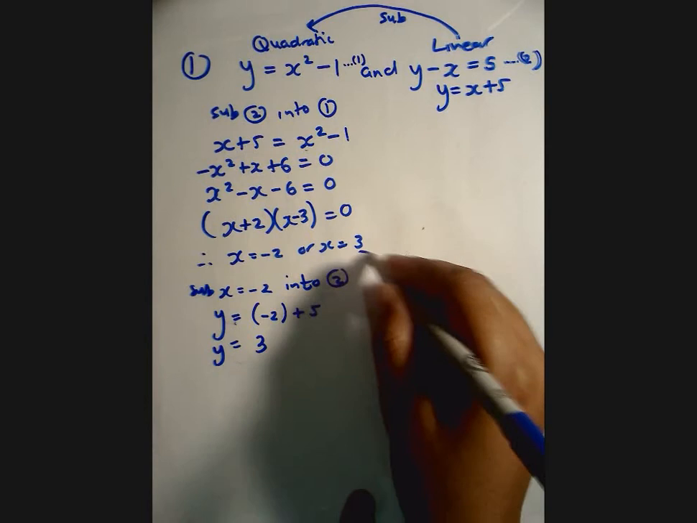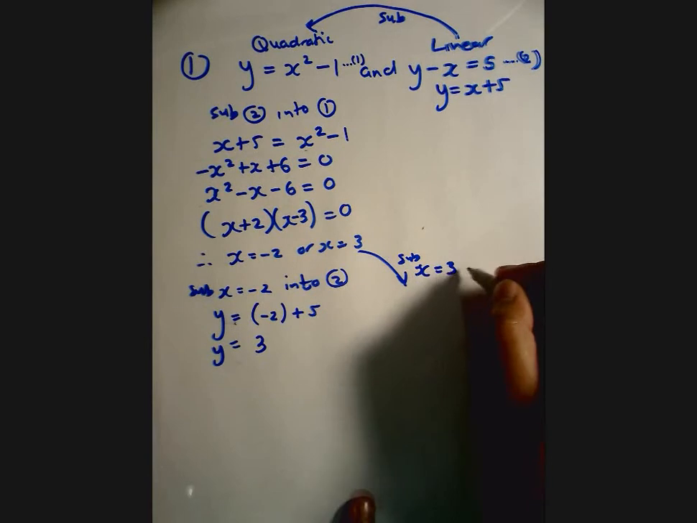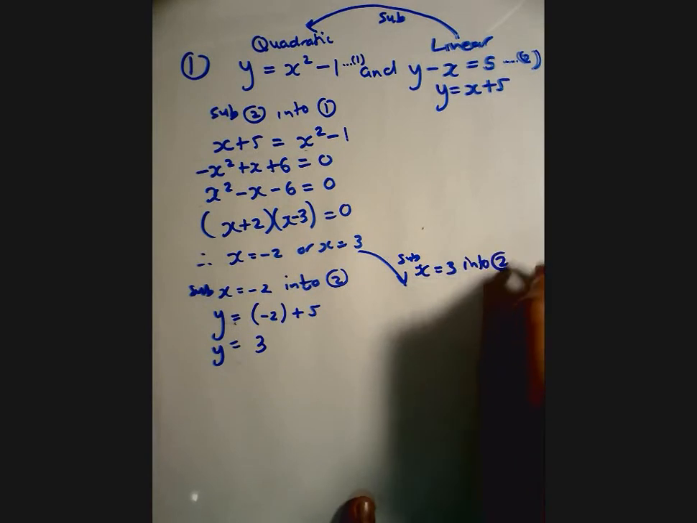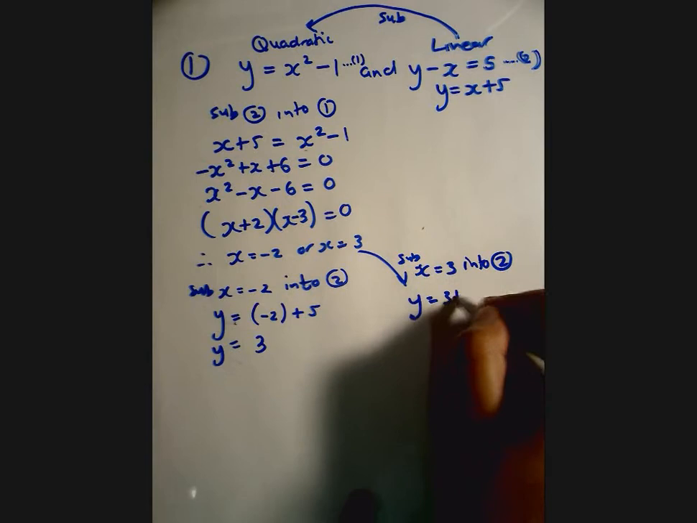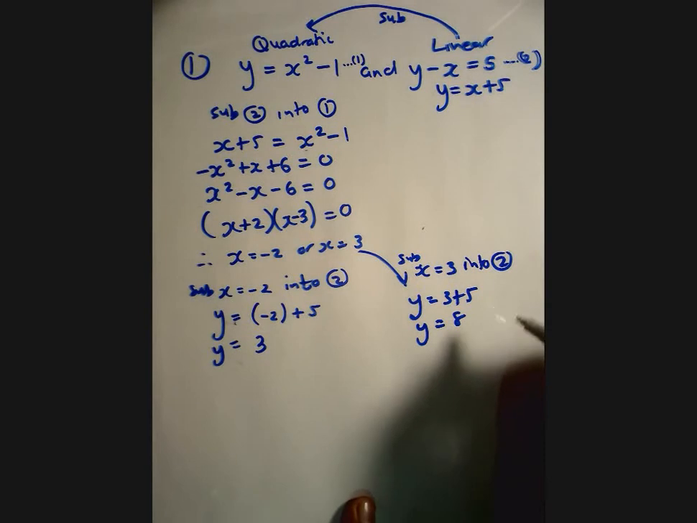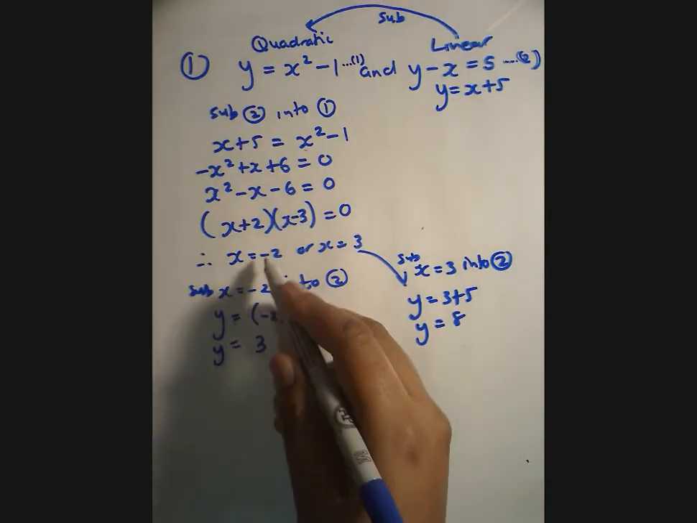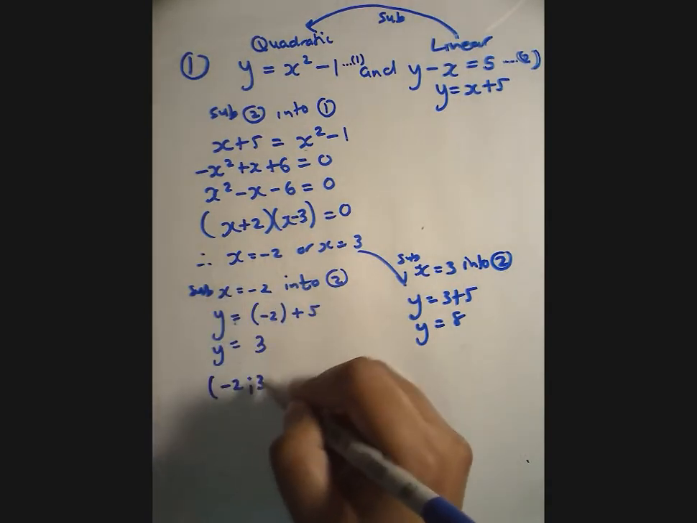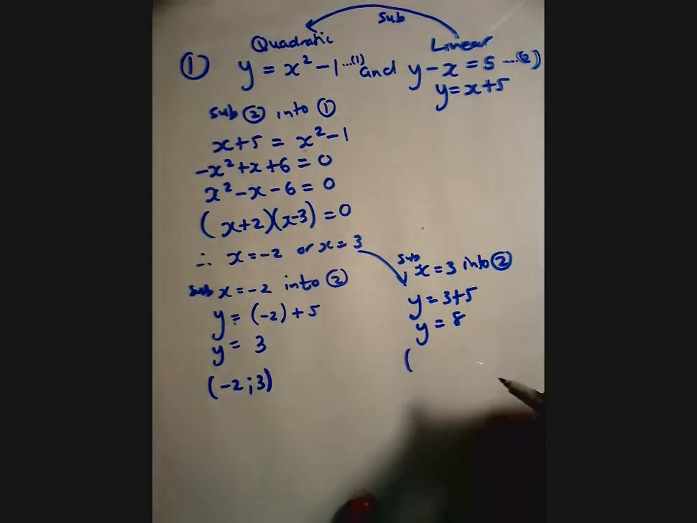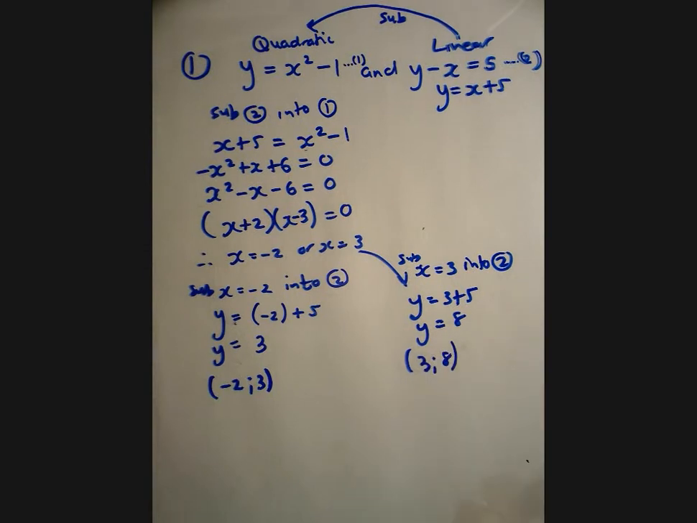And then when I do this one here, I say substitute x equal to 3 into equation number 2. So I'm going to get here y is equal to 3 plus 5, so y is equal to 8. Right, so what I basically did, I got two coordinate pairs. So you have to put the pairs together. You have to write them as coordinates. So my one pair is going to be minus 2 and 3, and my other pair is going to be 3 and 8. Those are my two coordinate pairs. You must write down your coordinate pairs, otherwise it's not done.